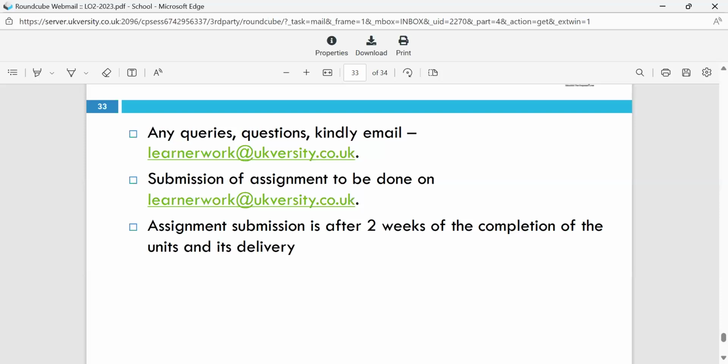If you have any questions or if you need to check anything, additional reading is available on Moodle for you. Any other resources are all available on Moodle too. If you have any questions, just email learnerwork@ukvarsity.co.uk. The next learning outcome is learning outcome 3, which we've got tomorrow, and the rest of the learning outcomes are next week. All these are recorded and will be uploaded onto Moodle for you to have a look in your own time, along with any additional resources.